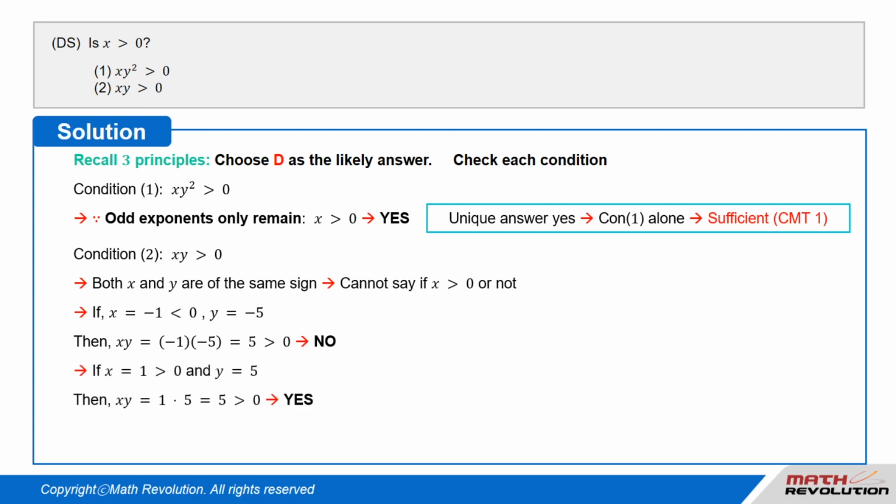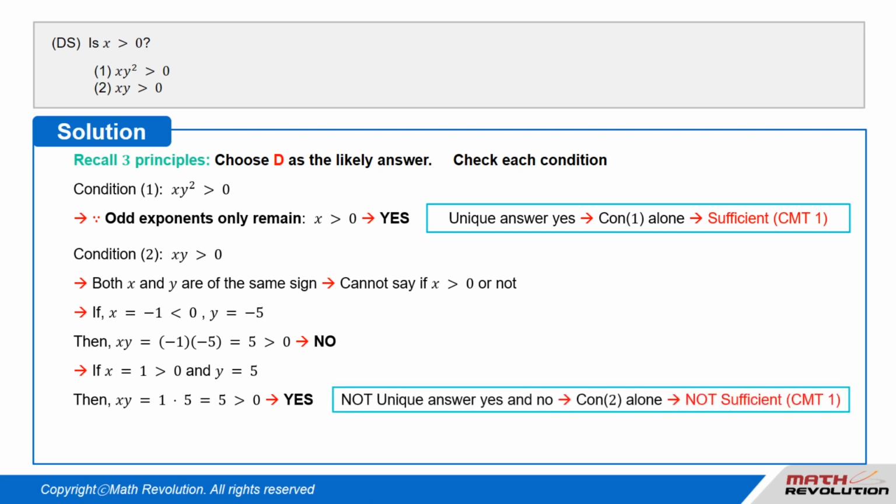However, if x equals 1, that is greater than 0, and y equals 5, then x times y equals 1 times 5, that equals 5, which is greater than 0. And the answer to the question, is x greater than 0, is yes. Thus, we have a yes and a no. The answer is not a unique yes or no, so the condition is not sufficient according to CMT1, which states that if you get both yes and no as the answer, it is not sufficient.